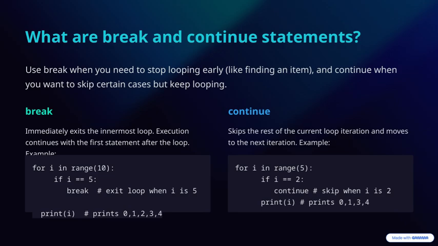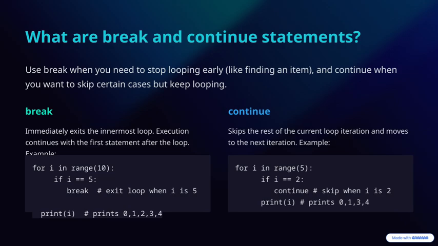Now, in a different example, we have a loop from 0 to 9, and inside it, if i equals 5, the break statement is used. Break immediately exits the loop entirely. So, the loop stops running once i hits 5, and only the numbers 0 through 4 are printed.